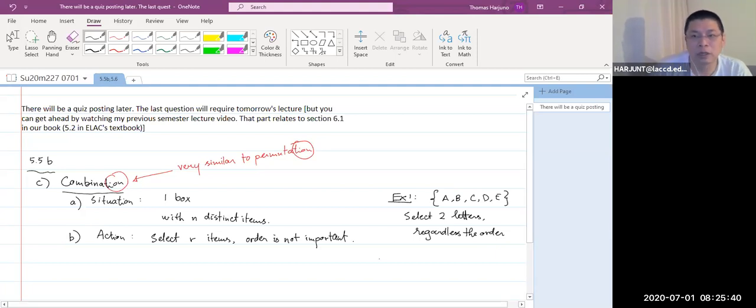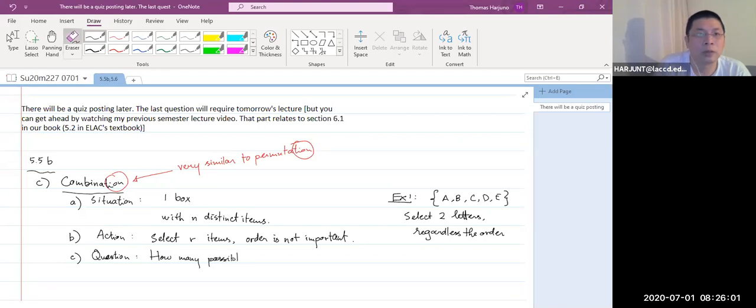Let's say we select two letters, and then part C, the question: how many possible, maybe I should say, how many combinations are possible?